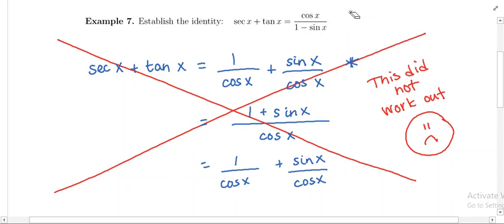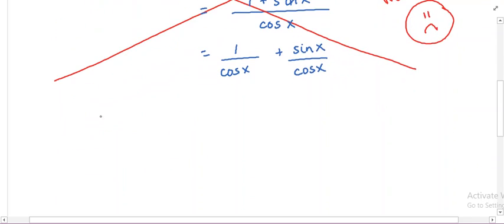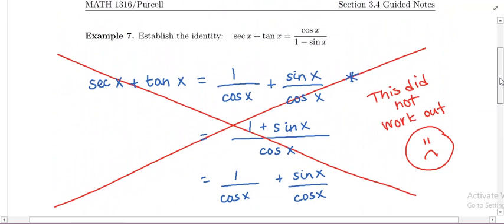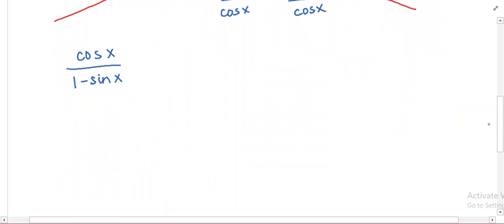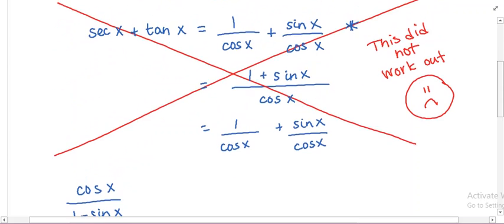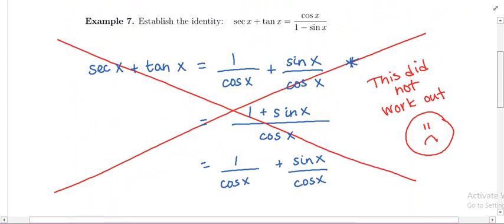I'm going to start with the right side, the fraction, and try to achieve the left side. So let me go ahead and write down the right side. We've got the cosine of x over 1 minus the sine of x. Again, we're going to work using basic trig identities and algebraic manipulation, and try to achieve the left side, which is the secant of x plus the tangent of x.